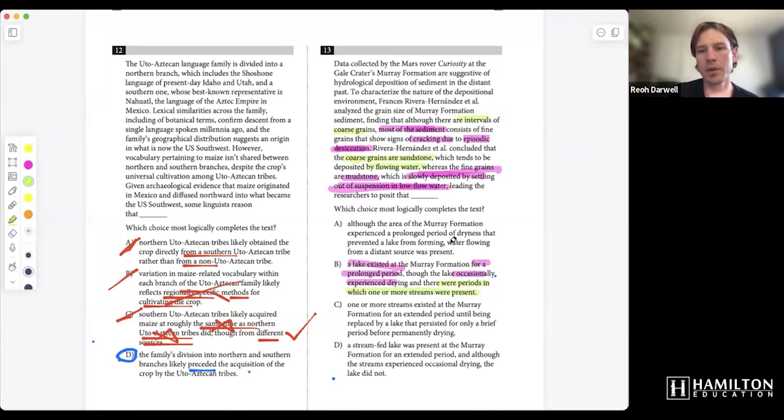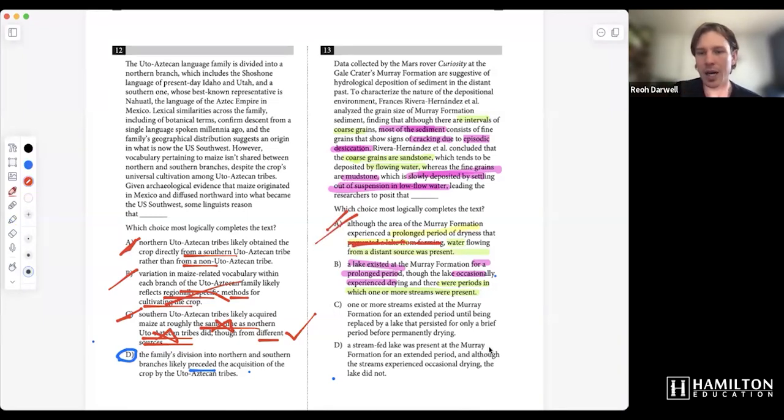We have water flowing from a distant source. Okay, that's good. But is pink there? No. Instead, we have a wrong one, right? I'm gonna put it in yellow. Prolonged period of dryness that prevented a lake from forming? Nah, we definitely know a lake was there. So prevented a lake from forming is wrong. So that's how we get rid of A.